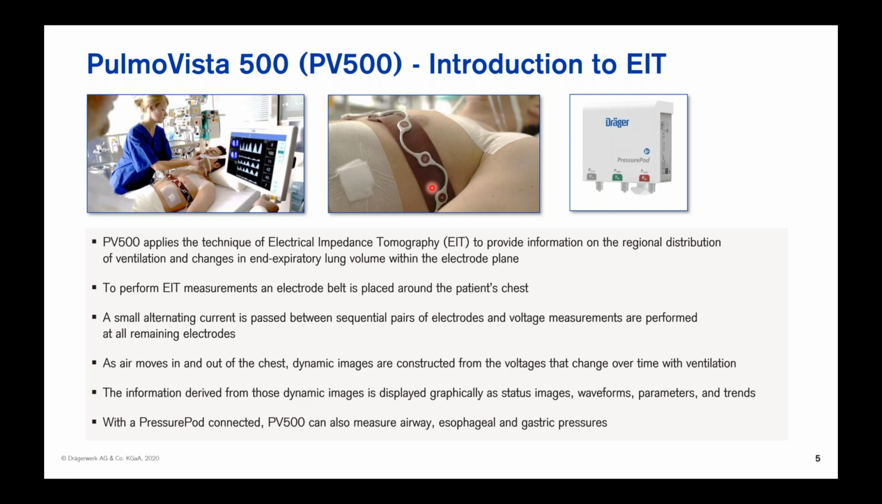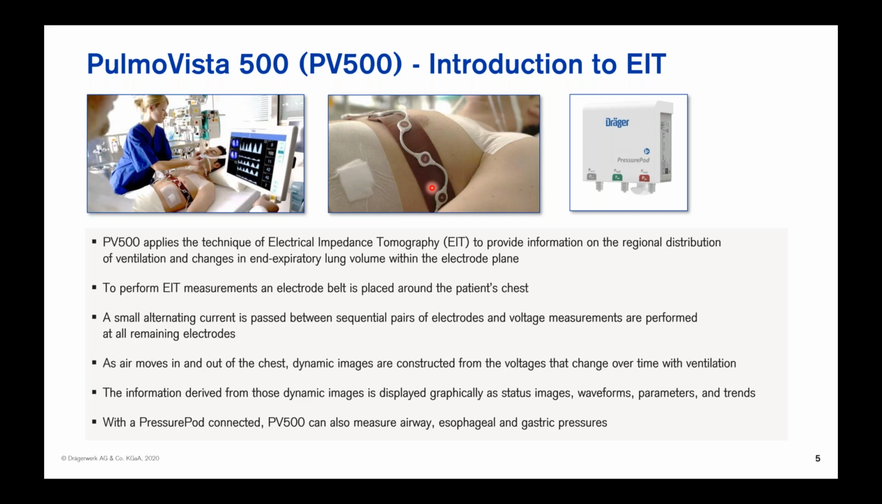So we use one electrode pair to inject a small alternating current, and then we measure the voltages at the remaining electrodes. We do the voltage measurements, and that lets us determine the intrathoracic impedance. As air moves in and out of the chest, we reconstruct the dynamic images, and we can generate up to 50 images per second. So this is a technology with extremely high temporal resolution, where the spatial resolution is somewhat limited.